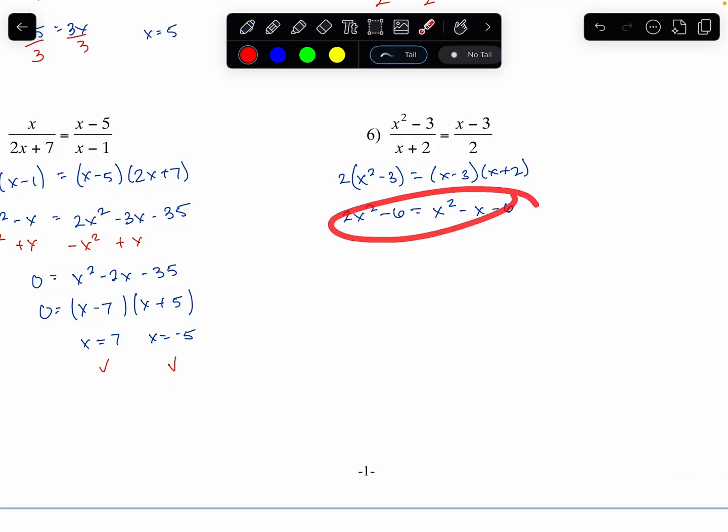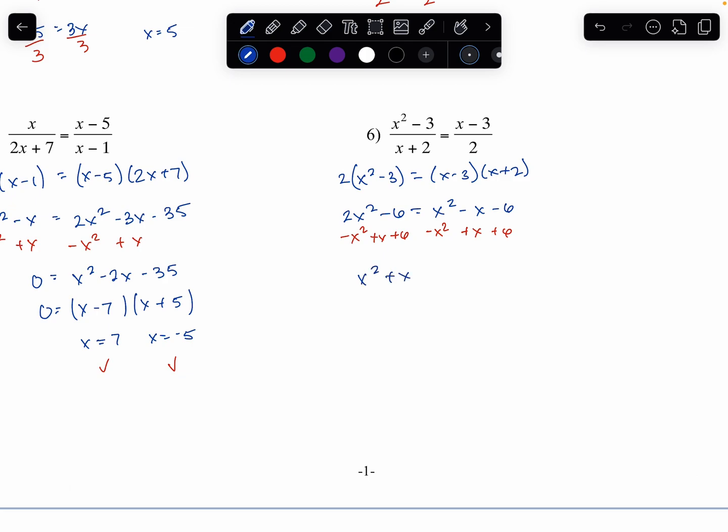Again, I have a quadratic. I see that x squared is greater over here, so I'll go ahead and move terms over there. So minus x squared, plus x, plus x, there's no other x over here, and then plus 6 and plus 6. So I'm going to get x squared plus x plus 0, and that will be equal to 0.